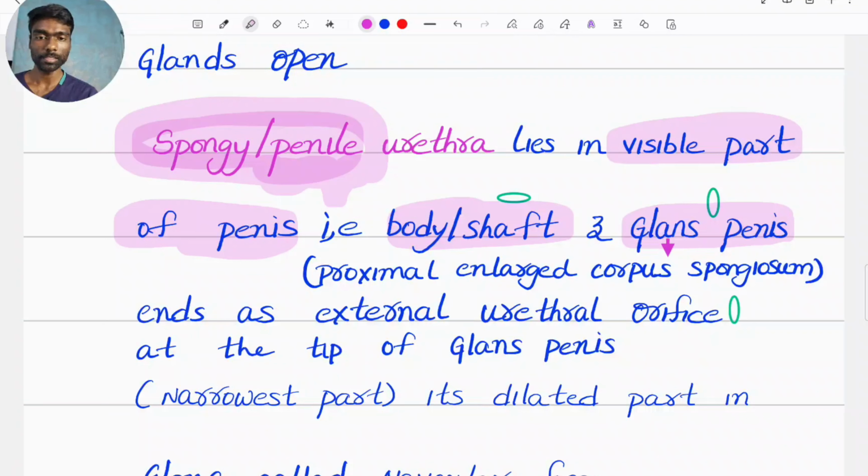How is the glans penis formed? It is also formed by corpus spongiosum only, the enlarged part of corpus spongiosum. Here it is not proximal, it is the distal enlarged part of corpus spongiosum. The urethra ends as the external urethral orifice at the tip of the glans penis. This external urethral orifice is vertical slit-like.